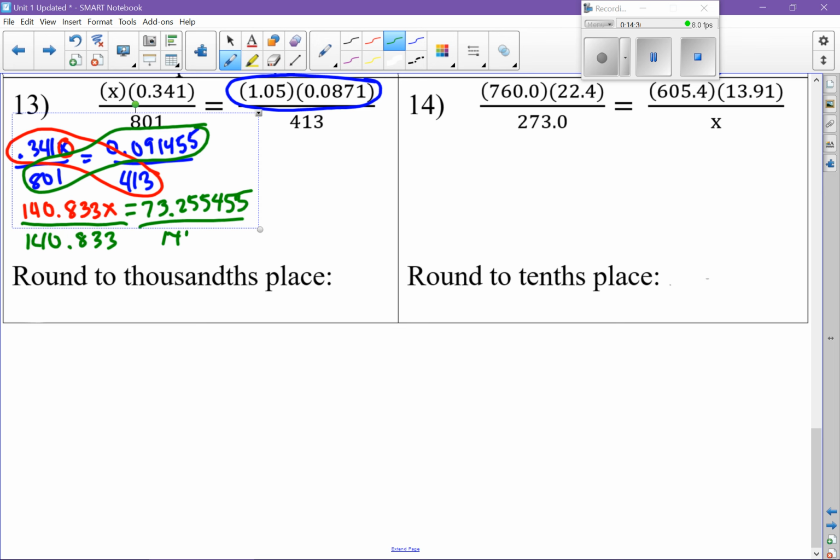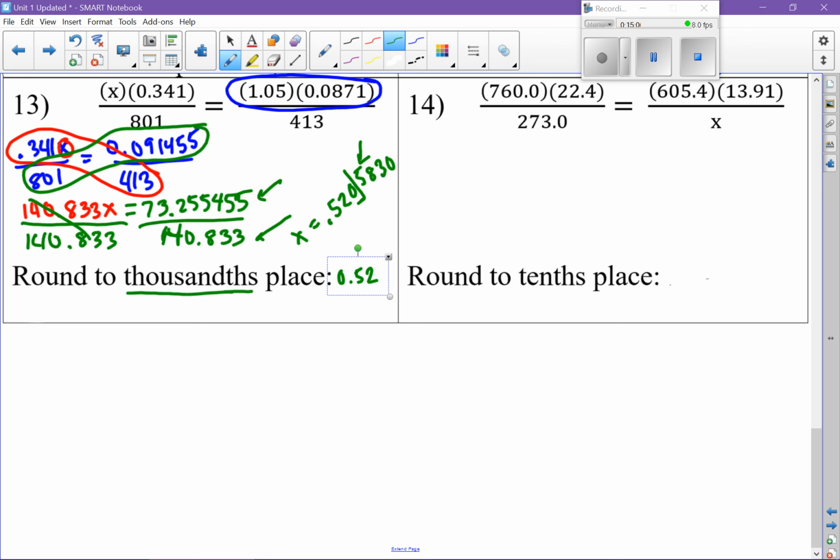That's a 4. That's a terrible 4. Over here it cancels. Multiply this number by this number. Calculator is going to say x equals 0.520583. Now we need to round to the thousandths place. Thousandths means 3 after the decimal. So I'm going to keep the 0.52. This 5 right here means I have to round up, so that 0 will become a 1.